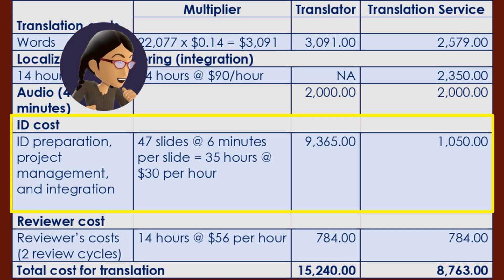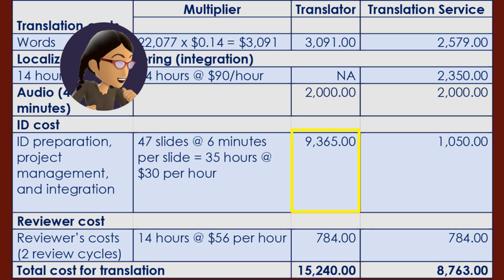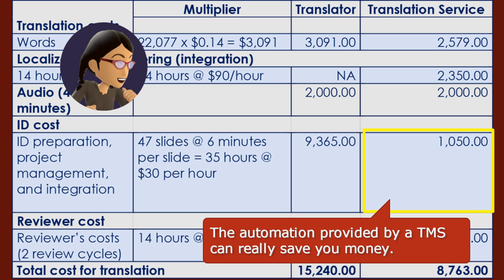Using a freelance translator, the ID cost is $9,365. This is where you see the biggest cost savings. If you decide to use a translation vendor, the cost is only $1,050. The automation provided by a TMS can really save you money, particularly on large projects.